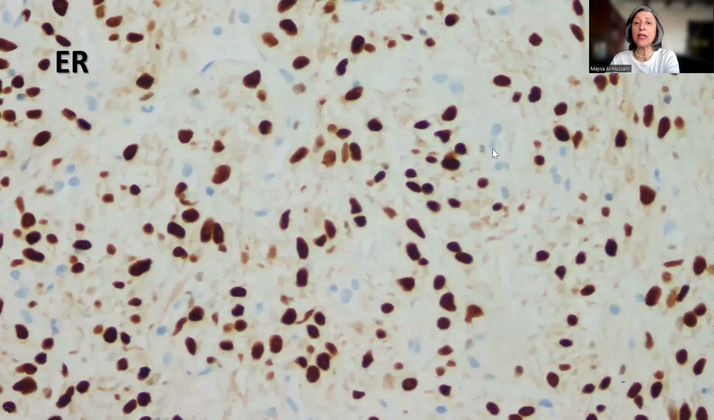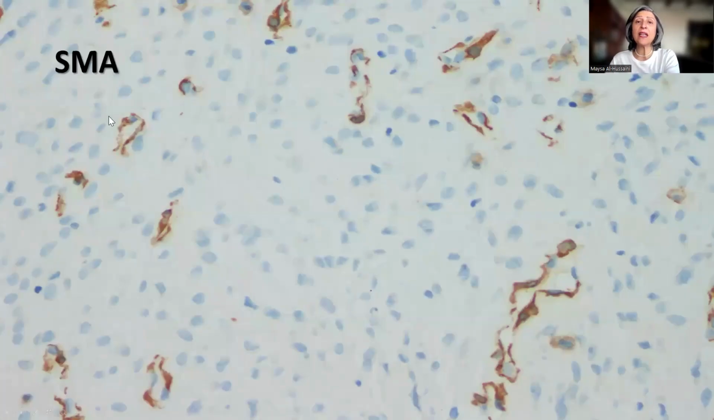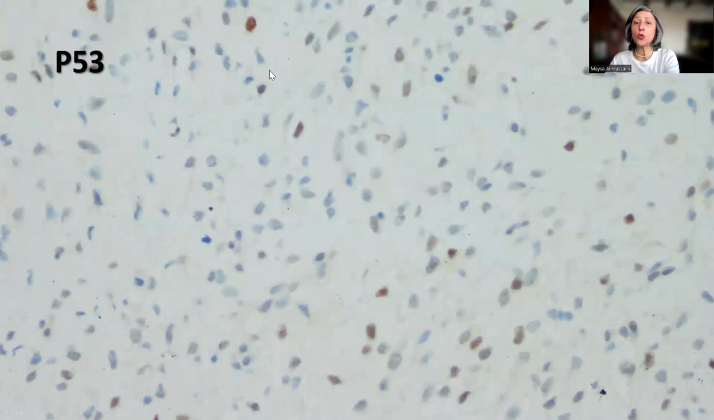We have the internal negative control of the endothelium. Smooth muscle actin is described to be positive in some of the cases. It was not in this case. P53 showed a wild-type mosaic staining pattern. S100 and SOX10 were negative, ruling out a neuronal tumor.